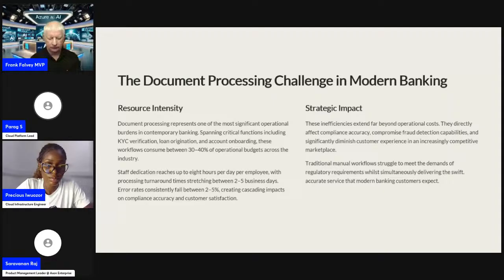Strategic impact also is there: this inefficiency extends far beyond operational cost, right? It directly affects compliance accuracy, compromises fraud detection capabilities, and significantly diminishes customer experience in an increasingly competitive marketplace. Because if the customer is not happy, they are very well going to go to some other bank or some other places. So accuracy and speed is the key in today's world if you want to make the customer happy, as well as make sure your compliance and everything is in place.